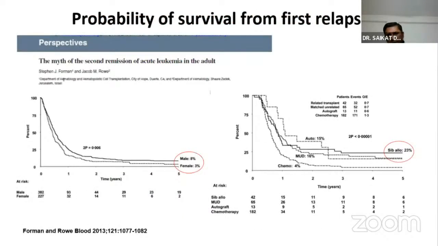Now, with this conventional therapy, around 40% of patients go into CR, and if they undergo transplant, overall survival comes to around 23%. Without transplant, if the patient only takes chemotherapy, then the overall survival is only 4%. So it's very important for an adult ALL relapse patient to undergo transplant, and even then only around one quarter of those patients achieve long-term survival.